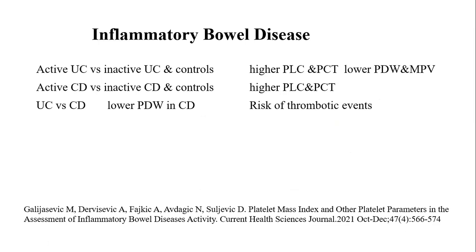There was another study done among patients with inflammatory bowel disease. Here they found that if there is a relapse of ulcerative colitis or Crohn's disease, these patients tend to have a higher platelet count and platelet distribution width when compared to patients in remission and healthy controls. When ulcerative colitis and Crohn's disease patients are compared, patients with Crohn's disease tend to have a lower platelet distribution width than patients with ulcerative colitis, and this might shed light on the risk of thrombotic events among patients with ulcerative colitis.